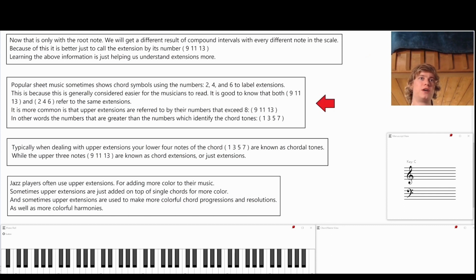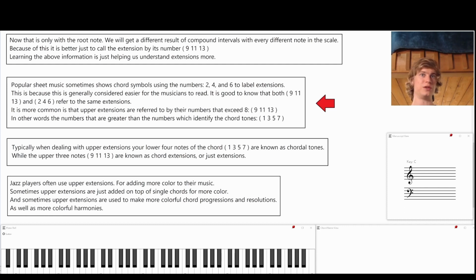Popular sheet music sometimes shows chord symbols using the numbers 2, 4, and 6 to label the same extensions that you would as 9, 11, or 13. This is because this is generally considered easier for the musician to read. It is good to know that both 9, 11, and 13 and 2, 4, and 6 can refer to the same extensions. It is more common that upper extensions are referred to by their numbers that exceed the number 8 or the octave, so 9, 11, and 13. In other words, the numbers that are greater than the numbers which identify the chord tones.